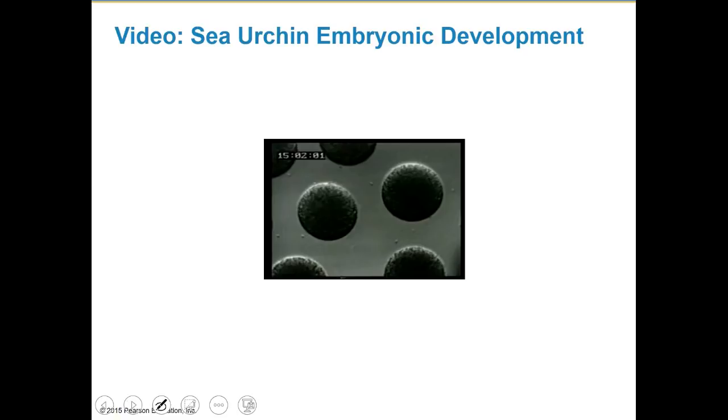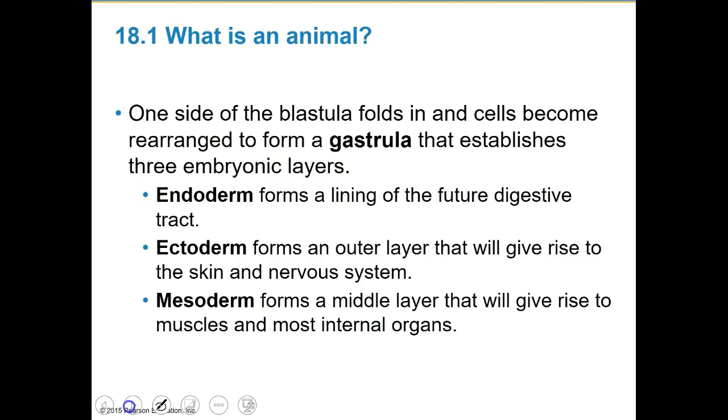We'll look at some embryonic development a little later on, say with a sea urchin, but we can look at the basic thing about what happens. One side of the blastula, or hollow ball of cells, will fold in and become arranged to form a gastrula. Anytime you see gastra, you can think gastric. Think about your stomach, your gastric system, the whole internal structure where the food's going to go through. So it establishes something stomach-like, because we're actually talking about a whole series of things, but you get the idea, like an internal tubing.